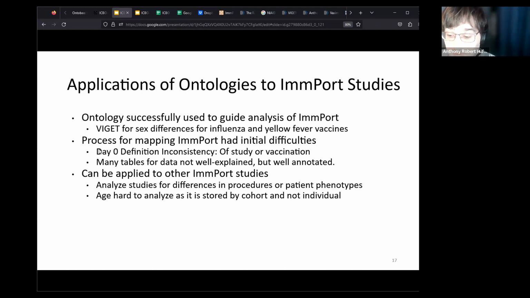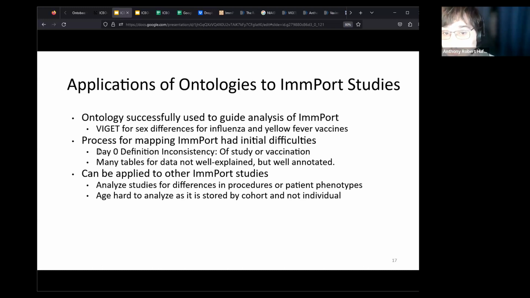So once again, either using VIGET or using a different set of studies, the same framework could be used to analyze other diseases, or different procedures and vaccination routes, for example, either going through the nose or through the muscles, or also differences when it comes to patient phenotypes beyond sex.